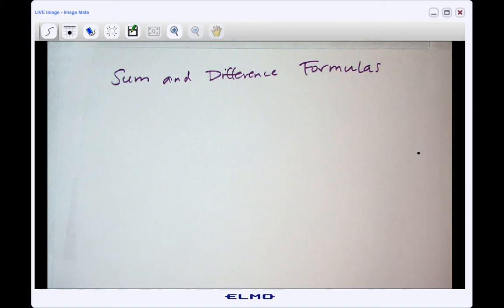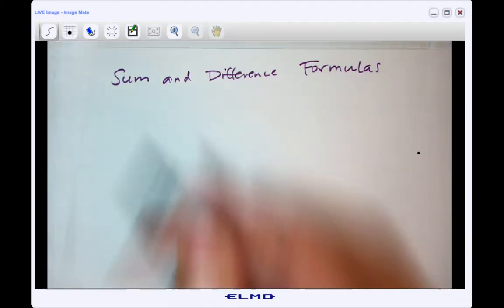All right, we're going to look at our sum and difference formulas. I'm going to break it into two videos, so to see the exciting conclusion, you'll have to watch the next video. But let's get started right away.